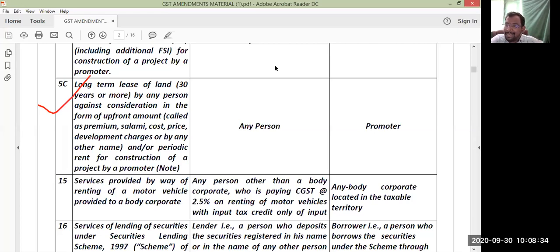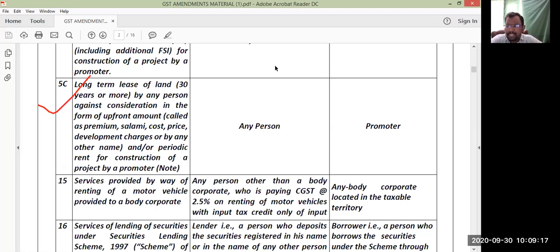So either you can pay the lease rentals periodically, or you will pay the entire lease rentals for the entire lease period in a single payment. Whenever you choose the upfront amount, single payment, you will get some concession from the lessor. That is what we call upfront amount, called as premium, salami, cost price, development charges, or by any other name, and upfront amount and/or periodical rent. So both options are given to you. Either you can pay the entire premium in a single payment, or you can choose periodical payments, for the construction of a project by a promoter.